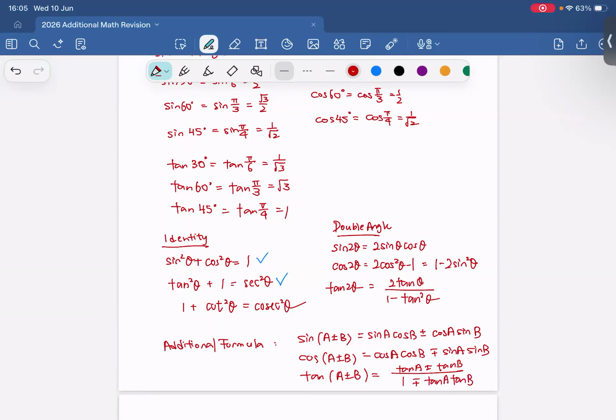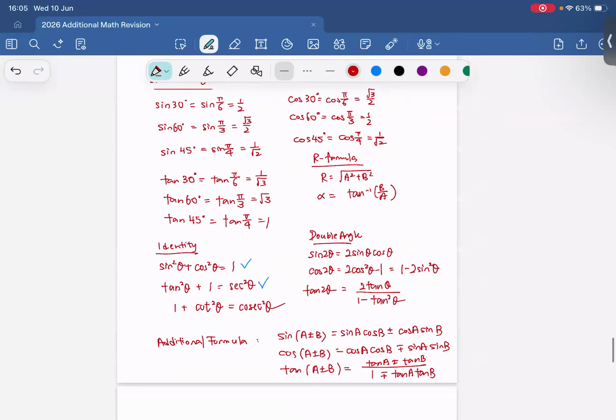Okay, and of course you have your R formula. I write R formula here. So R formula, your R is equal to square root of A square plus B square. Your alpha is equal to tangent inverse B over A. Okay, B and A are the coefficients of your trigo. Later we will see. That's about it. And then you got your trigo graph.